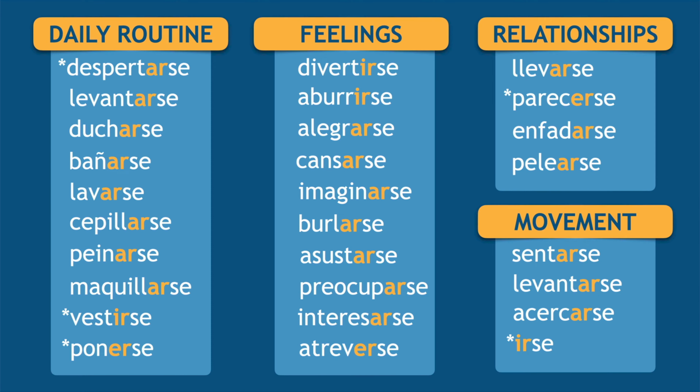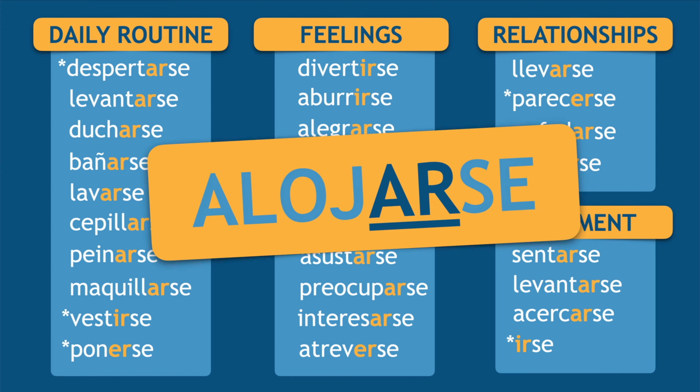Reflexive verbs can be used to talk about daily routine, feelings, relationships, movement, among some other things. But in this video, I'm going to focus on the ones that we use to talk about accommodation. I have chosen the verb to stay to model the reflexive verbs, but this will apply to any other reflexive verbs, obviously. Empecemos.